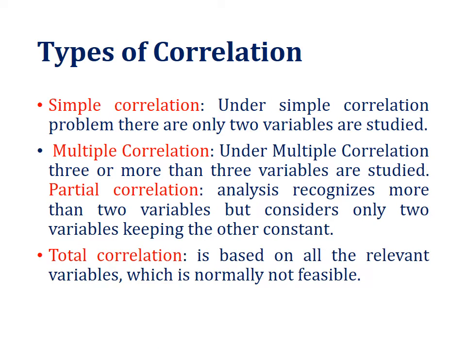The types of correlation are simple correlation, multiple correlation, partial correlation, and total correlation. First we discuss simple correlation. Under simple correlation, only two variables are studied, and when we check the correlation of two variables, we use simple correlation. Simple correlation works between two variables.